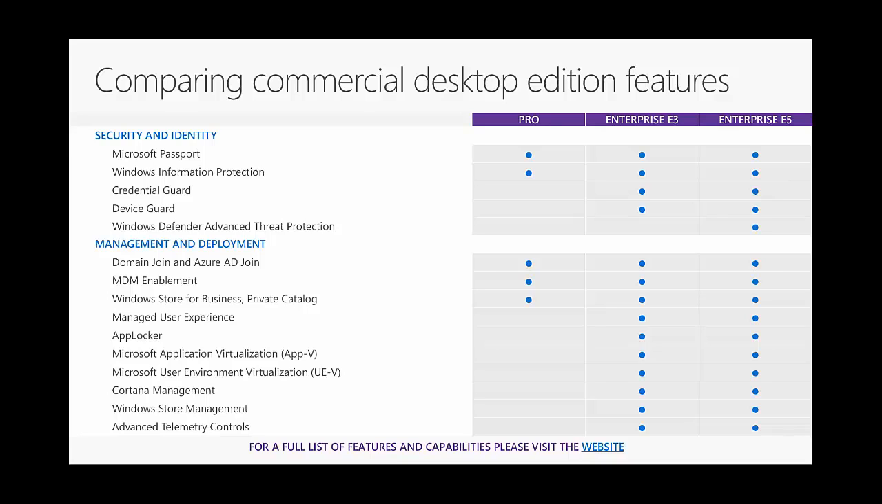And the only difference between Enterprise E3 and E5 is the Advanced Threat Protection. So if there is a requirement within your organization or you have a set of users that you want to implement that level of security, you have to move into Enterprise E5.